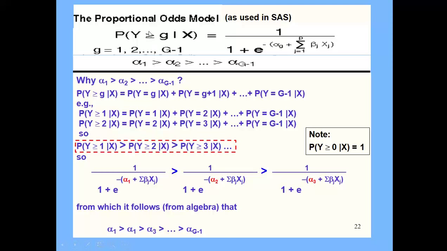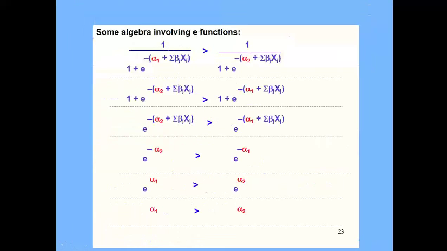It's a little mathematical proof, and it comes from the fact that if little g is 1, you're talking about the probability y is greater than or equal to 1, and that has to be greater than the probability y is greater than or equal to 2. There are more terms in this one than in this one, and that's what I've written over here. I've gone through a little mathematical proof and then gone even further to show that, mathematically, the alphas have to be in the order that they are. On the next slide, I've gone through the details of why that's true.